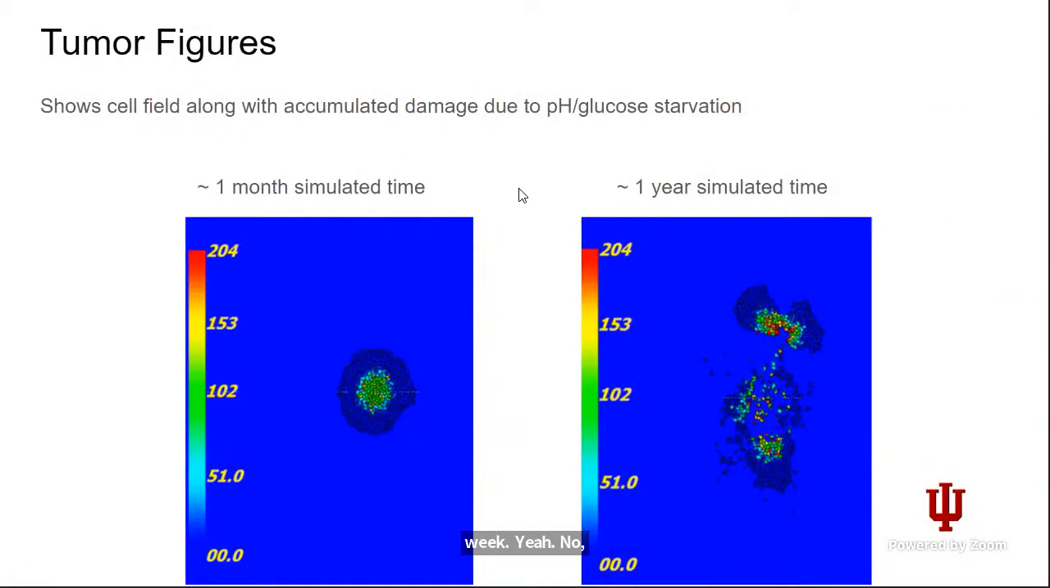So this is showing my tumor project and how over time the cancer begins to stratify and spread out. So within a month of the beginning tumor, and then a year, you can see it begins to branch out. And then I also have the field to show the damage accumulation due to glucose starvation and pH. So you can see that the outer cells, which are newer, don't have accumulated damage yet, but the inside ones that are becoming starved do have some. And that's about all on that.